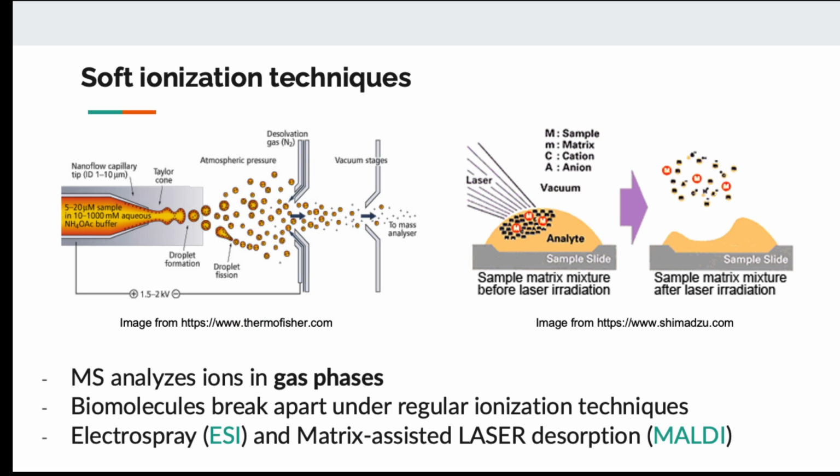So one keyword that you are going to see when you study mass spectrometry is how we transform proteins into gas. Usually, if you want to transform anything from an aqueous phase into gas, you have to introduce energy. The problem with biomolecules, proteins, is that if you introduce too much energy, they are going to break apart. Biomolecules are fragile.